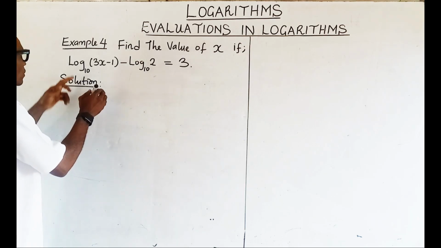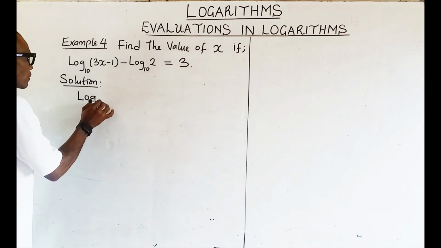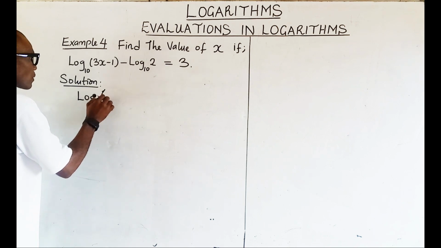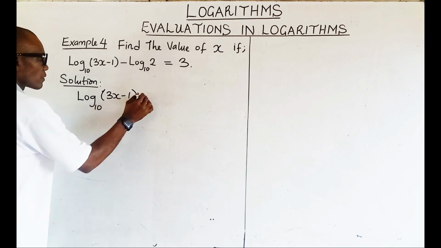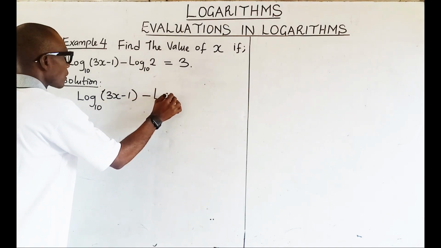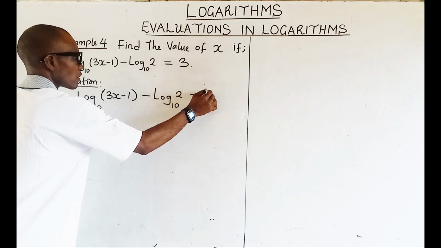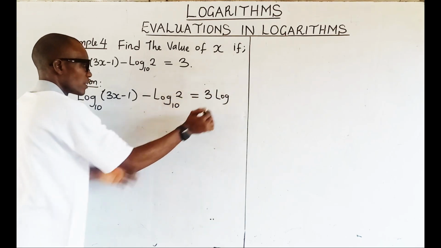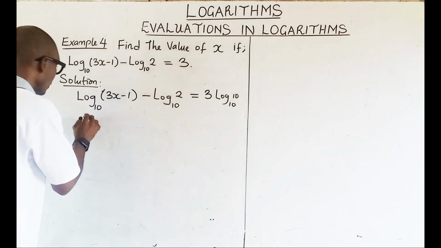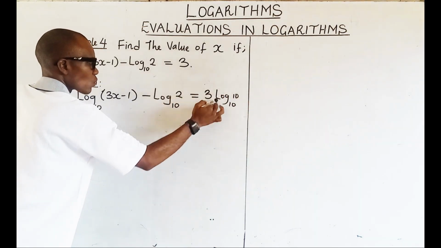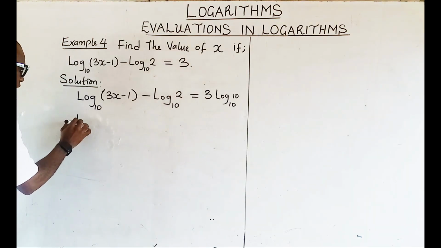So what do we have here? log 3x minus 1 base 10 minus log 2 base 10 is equal to 3 log, since the whole of this is in base 10, write 10. So the whole of this is 1. 1 multiplied by 3 is 3.